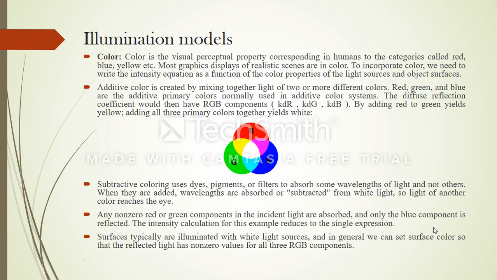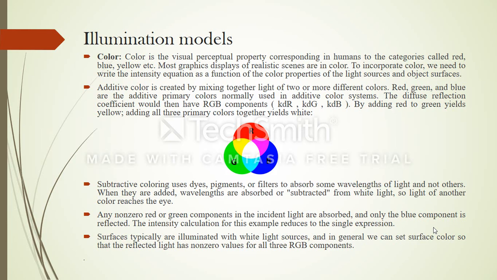object surfaces. Additive color is created by mixing together 2 or more different colors. Red, green, and blue are additive primary colors normally used in this system. The diffuse reflection coefficient would then have RGB components. Adding red to green yields yellow, and by adding all the 3 primary colors, we get white.